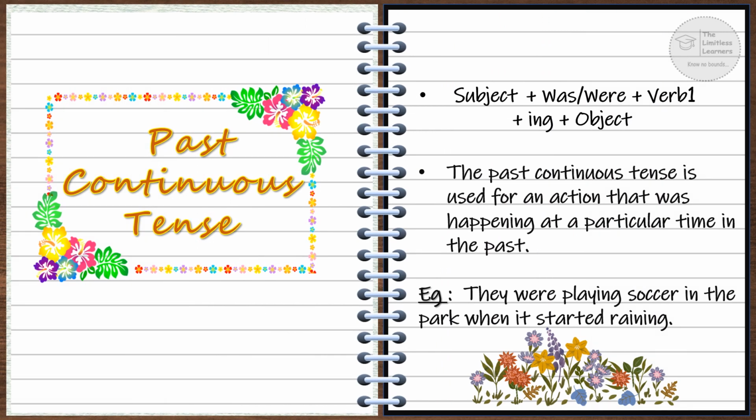2. Past continuous tense. Subject plus was, were, plus verb first form plus ing plus object. The past continuous tense is used for an action that was happening at a particular time in the past. For instance, they were playing soccer in the park when it started raining.